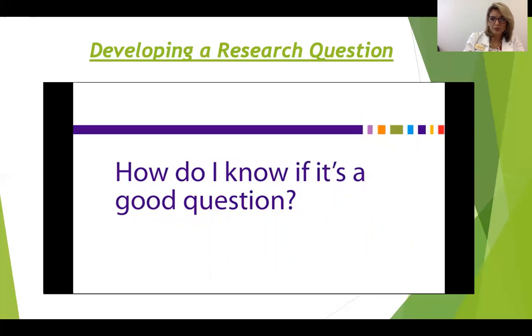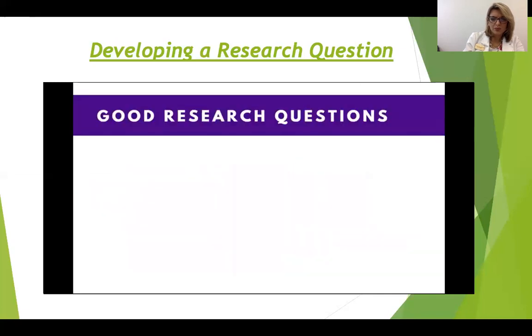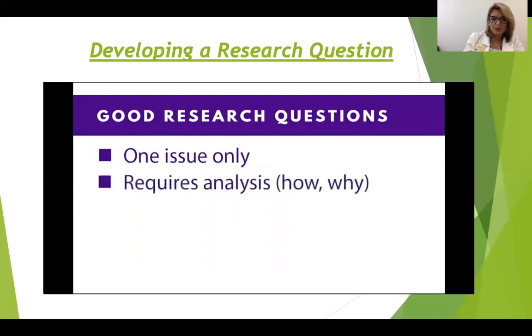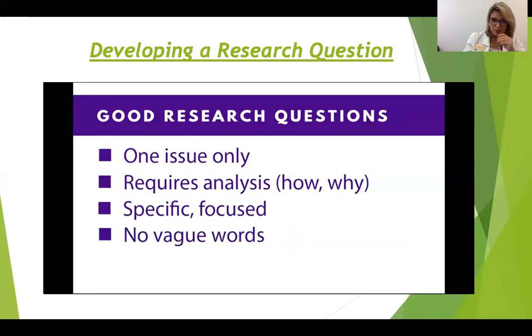But how do you know if it's a good question? A good question focuses on only one issue and doesn't try to fit in too much. It requires analysis and thinking and doesn't have an obvious yes or no answer. How and why questions are best for this. A good question is specific and focused and can be answered in the space you have to write about it. The shorter your paper, the more specific your question needs to be. A good question is also clear, with all the vague words, like some countries, defined or made more specific.